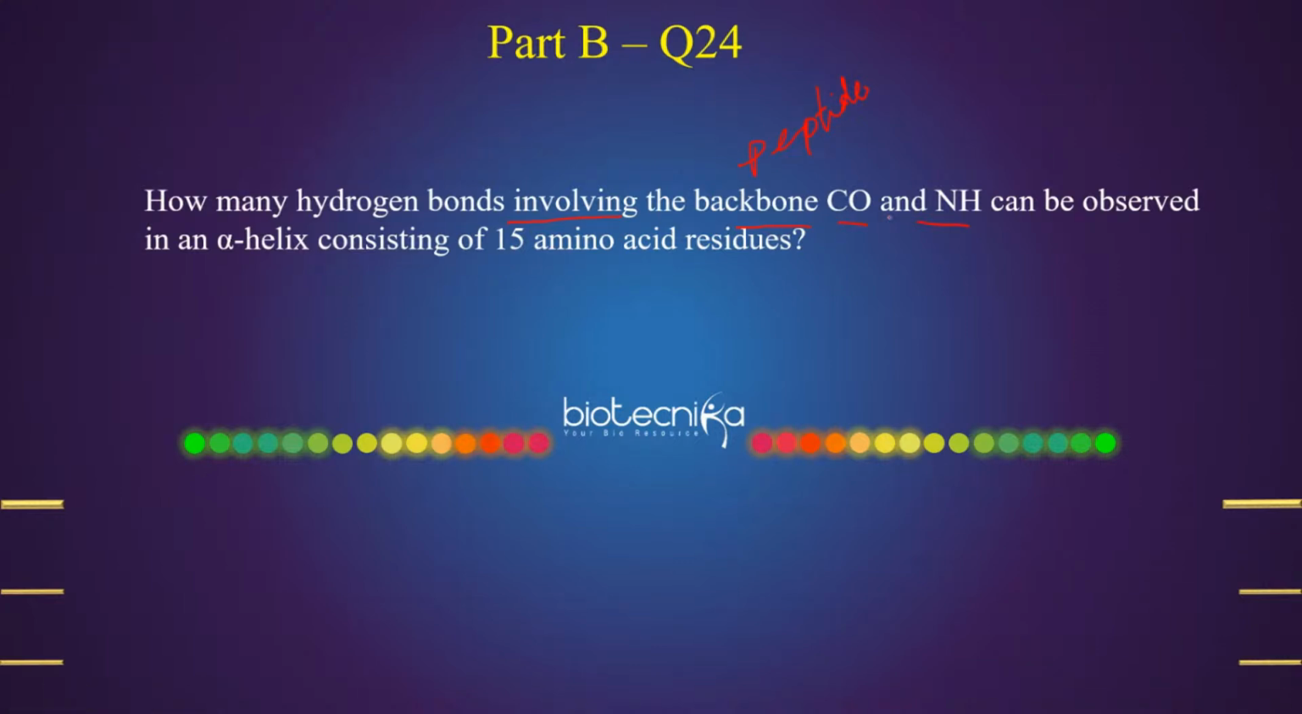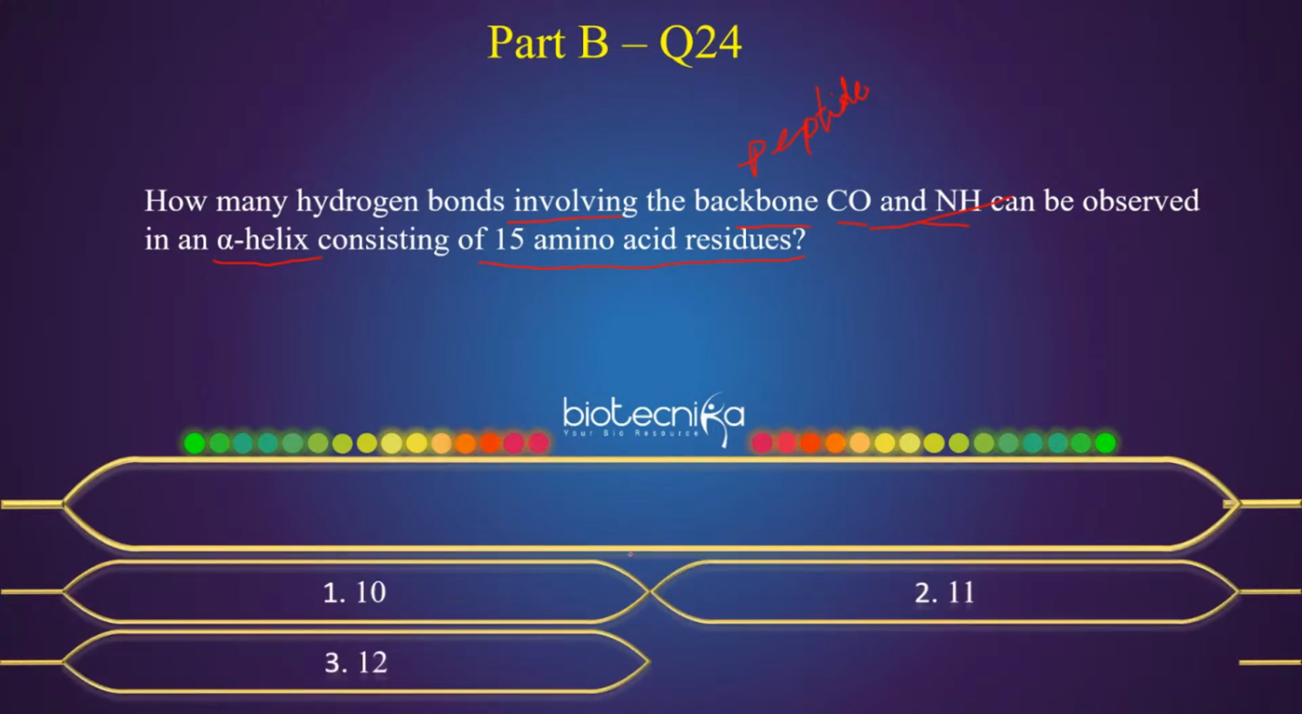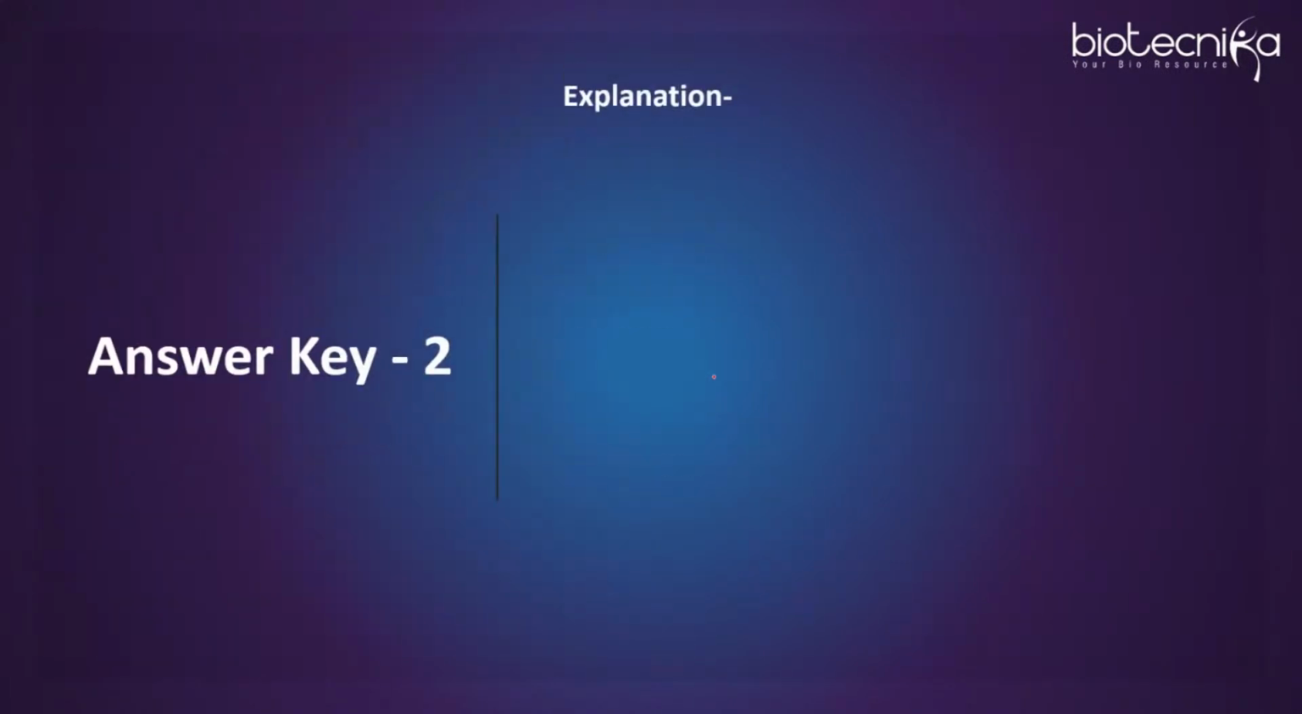So, how many hydrogen bonds involving the backbone CO and NH can be observed in an alpha helix, which consists of 15 amino acid residues? Right now, how to solve this question? They have given the number. Let me tell you, you are from shift 1. Okay, Vijay. So these are the questions which your paper had, right?